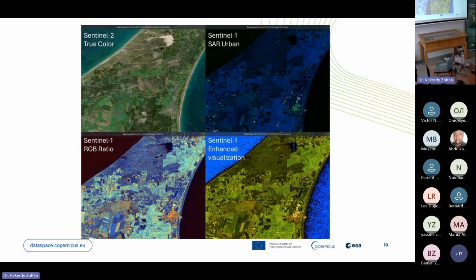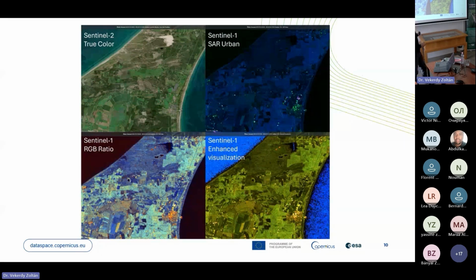So with RGB ratio, we are assigning the VV to the red, so essentially the double bounces, the VH to the green, which is the volume scattering, and the ratio between VV and VH to the blue. That means that places where the volume scattering and the double bounce, or the co and the cross polarization, are very different, will be strong in the blue, like low vegetation areas.